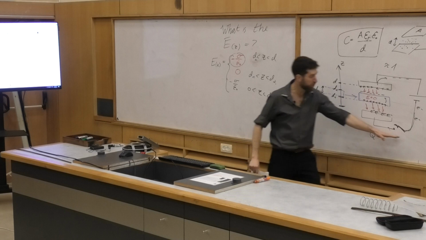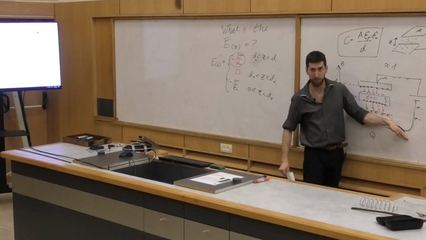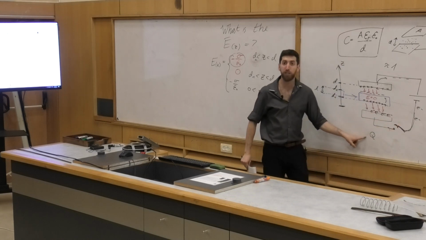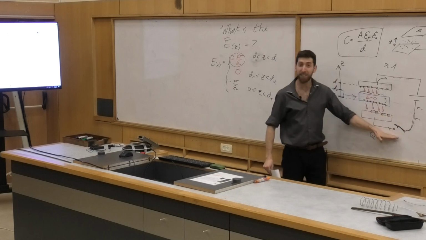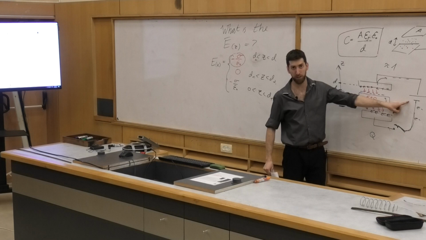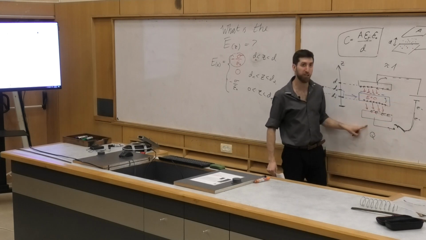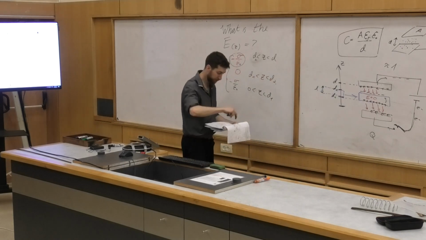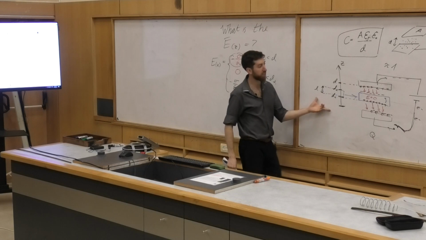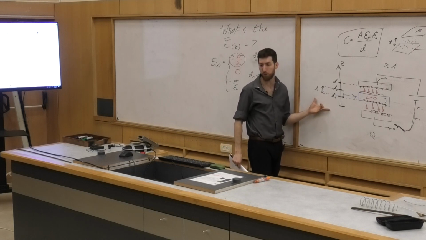So if you see a question where somebody opens this, it means the charge stays the same. And if you have a question where it's connected, it means the voltage stays the same all the time. So in this configuration, what's going to change? The voltage is going to change. So I want to ask you right now, what is the new capacitance of this configuration?